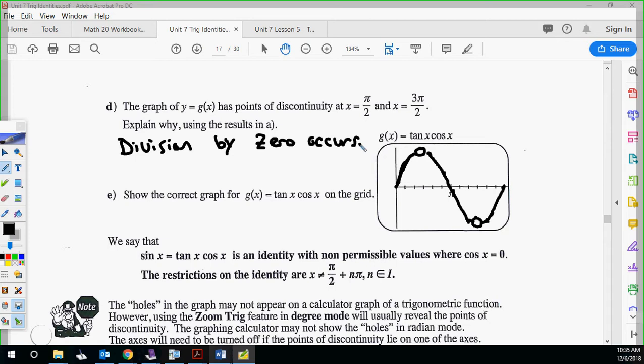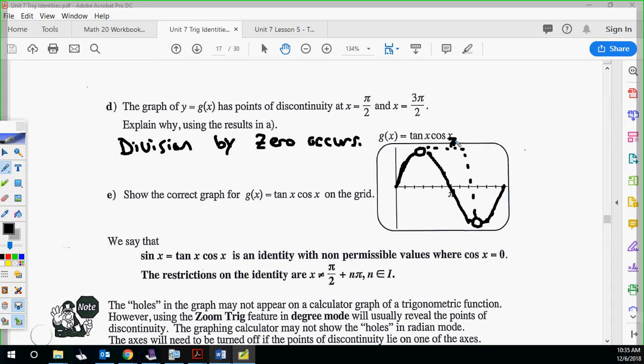So then it says the restrictions on the identity are x can't be pi over 2 plus n pi. So that means, do you guys understand that? Pi over 2, 3 pi over 2, the next one, the next one. The distance between these points of discontinuity is pi. Happens every pi, there's going to be a hole. So if I'm at the top or the bottom of my unit circle, I'm going to have issues, because top and bottom are 0 for cosine.